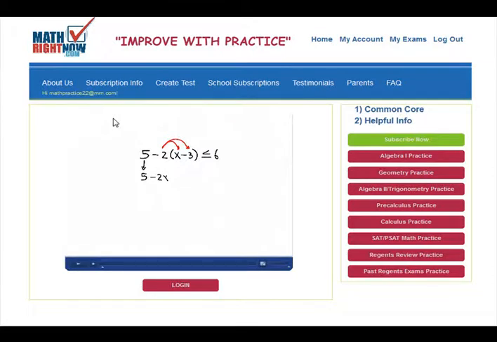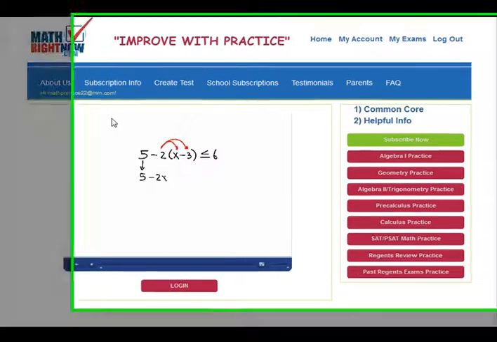At MathRightNow.com, we believe that the best way to learn mathematics and improve your grades is with regular practice and review. Here, we offer unlimited practice that you can do at your own pace at any time. Do you have a test tomorrow and are unsure of the material? We can help. Are you preparing for your final exam, state exam, or SAT? We can help. Here's a quick look at what we offer.